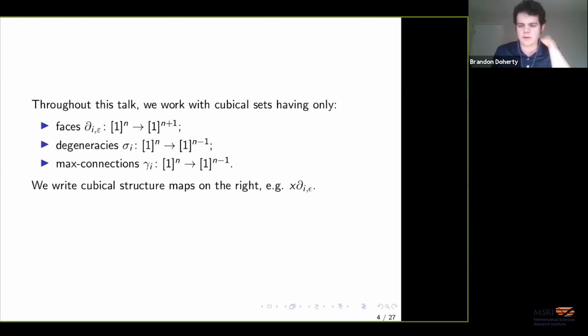So another preliminary thing that I should establish before I get into the details of what I'll be talking about today is that, once again, as with my talk last week, we're working with cubical sets that only have faces, degeneracies, and max connections in the box categories and no other structure maps. And once again, we're going to be writing structure maps on the right when we apply them to a cube. Another thing I should mention is that this is a work in progress talk. So the stuff that I've been working on having to do with this is not currently written up anywhere, but hopefully will be in the future.